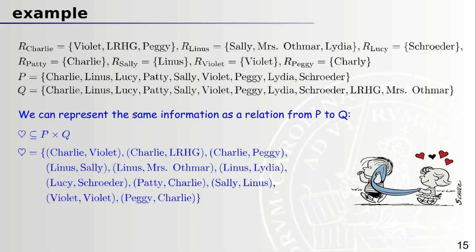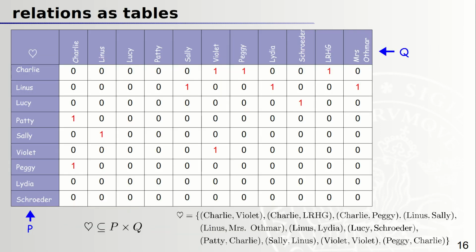Now let us look at different ways of representing this relation apart from listing the pairs in it. Here we represent the same information as before using a table. The elements of P are labeling the rows of the table. Those of Q are labeling the columns. Each cell contains either a 1 when the corresponding pair of labels is an element of the relation, or a 0 if it isn't.